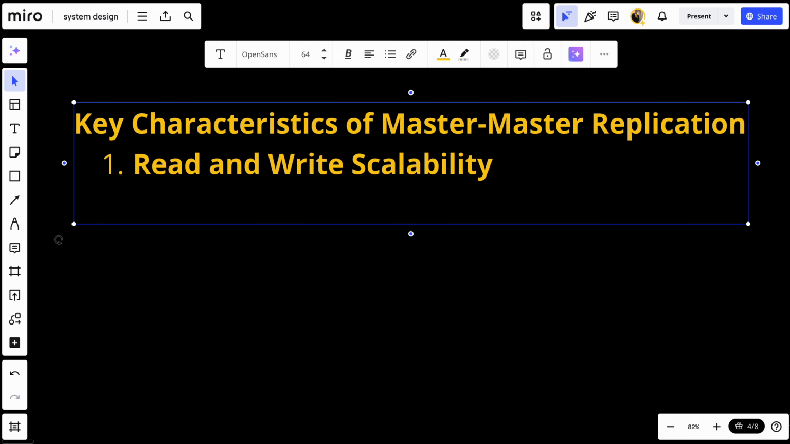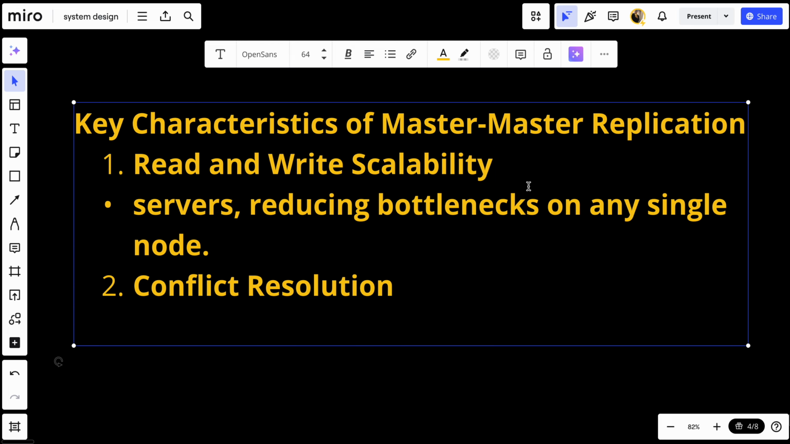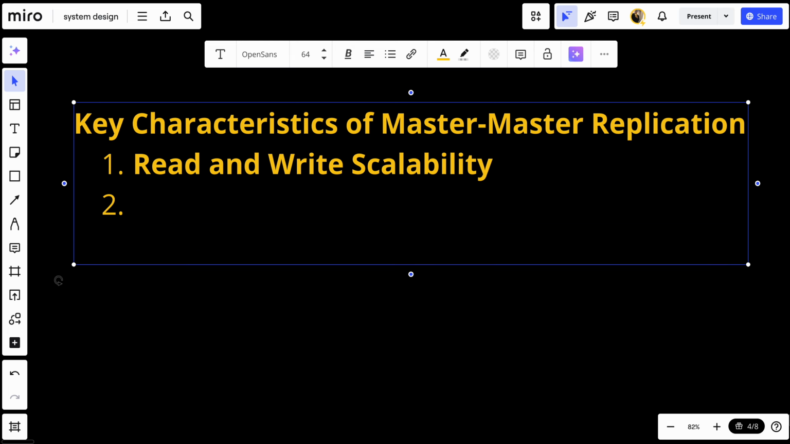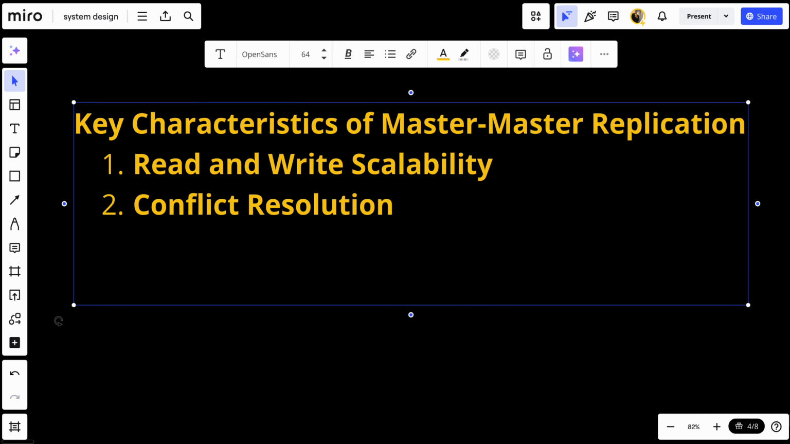The second thing is conflict resolution. Since all masters can write data, conflicts may arise when two masters try to update the same data simultaneously. Conflict resolution strategies are critical in these systems, and they need to be carefully managed.